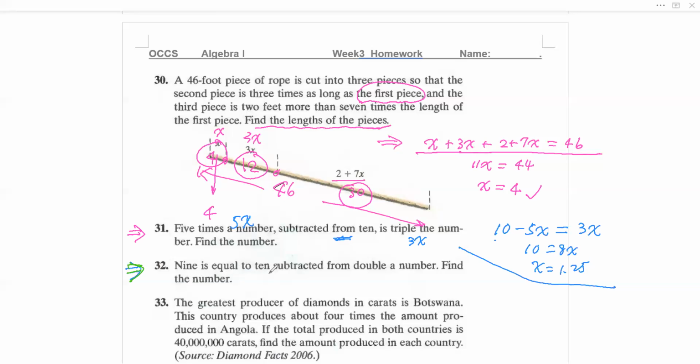9 is equal to, right? So already like an equation. 10 subtract from double a number. Find the number. So x equals what? So 2x equals 19, right? So x equals 19 over 2, equals 9.5. Okay. All right. Any questions?